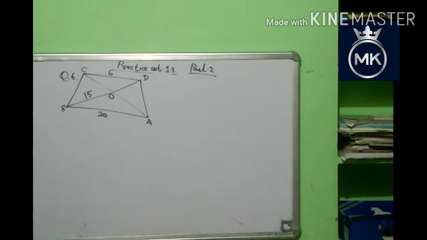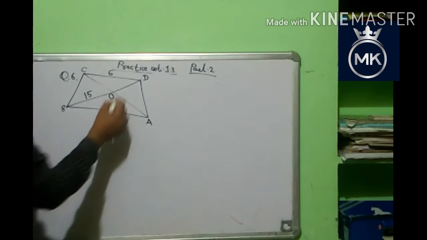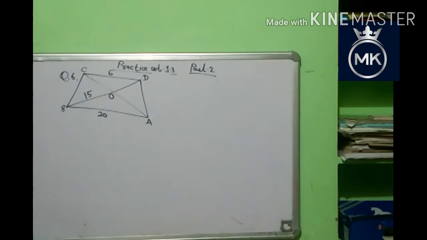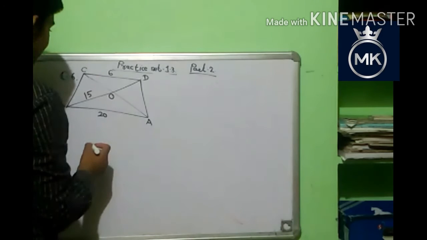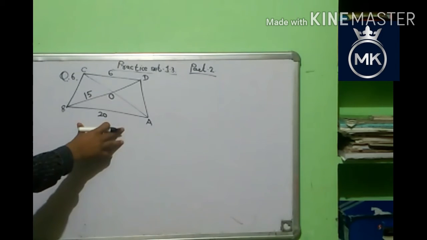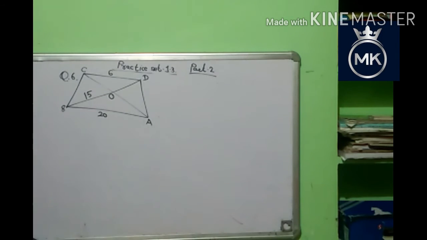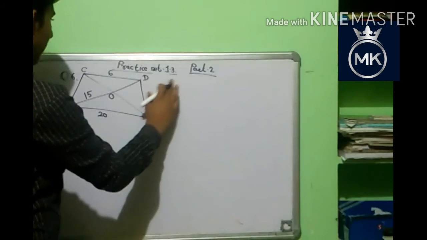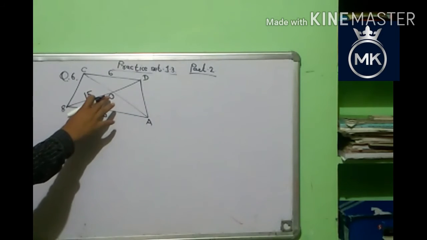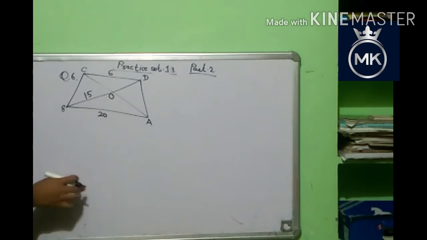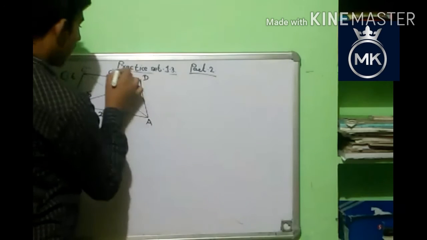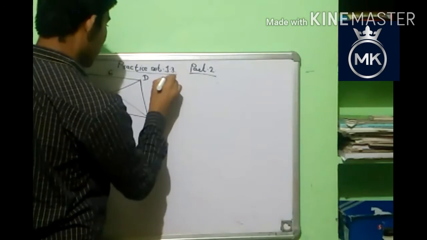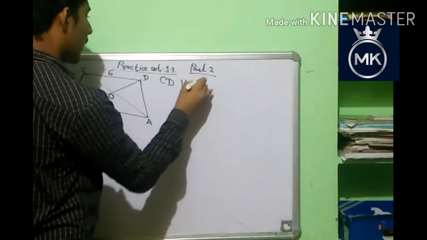So friends, in this figure we have to find the segment OD value. We are given the values of some segments. The value of AB is 20, the value of OB segment is 15, and the value of CD is 6. So we find the value of OD.